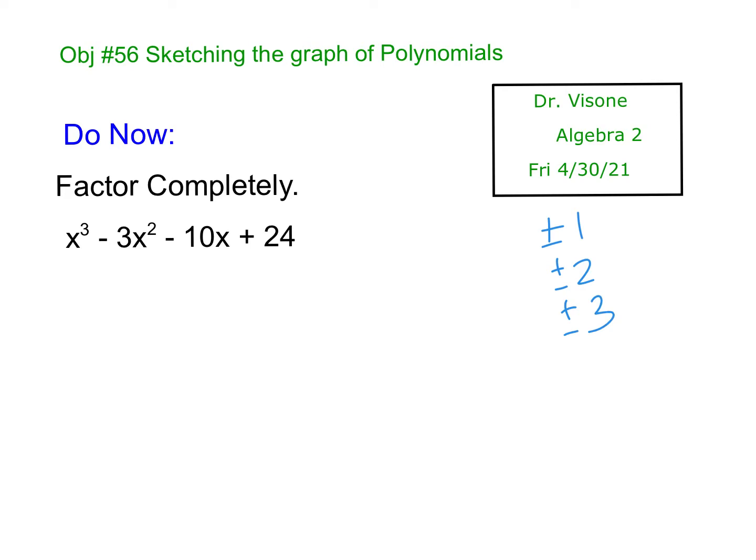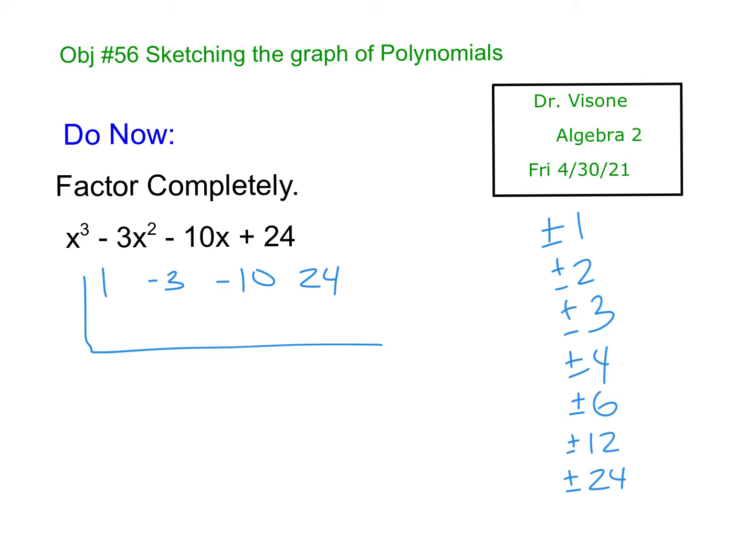All right, plus or minus 1, 2, 3, 4, 6, 12, and 24. So let's see how long this takes. 1, -3, -10, 24. Start with my 1. Ooh, first shot. Look at that. Wait, nope. Just kidding. I was thinking that was a 2 on the outside. Nope, that doesn't work. So it's not 1.